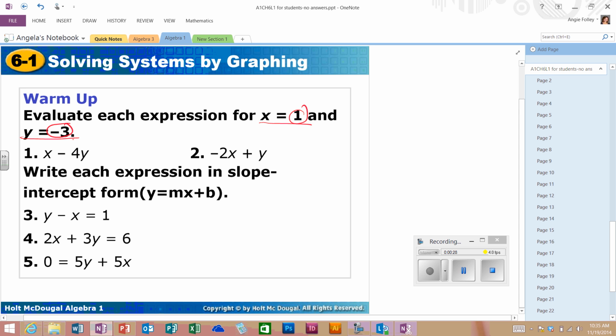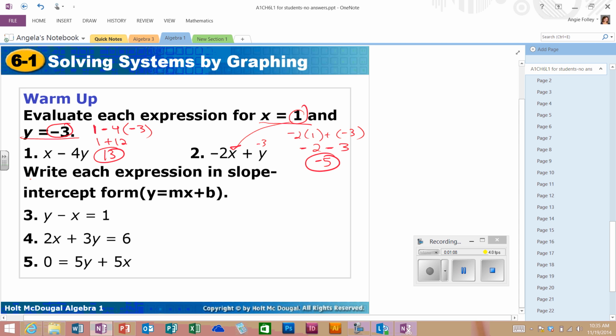So for this first expression, I have x minus 4y. So I'm going to plug 1 into x minus 4 times, I'm going to plug -3 into y. So that makes plus 12 because it's a -4 times a -3, and then I get 13. For my next one, I'm going to plug 1 into x and -3 into y. So I get -2 times 1 plus a -3. So that makes -2 minus 3, which makes a -5.